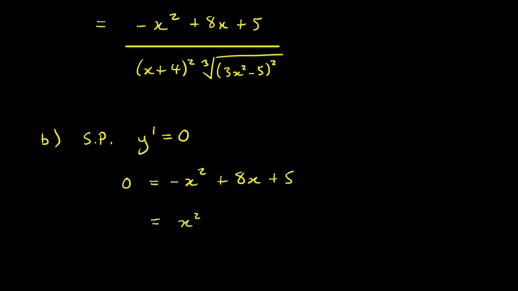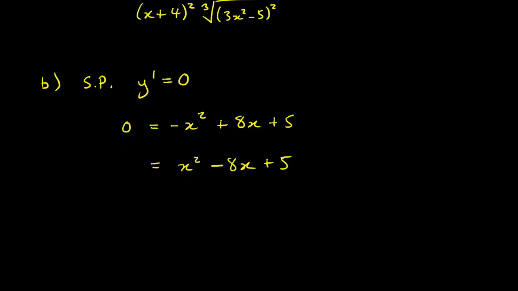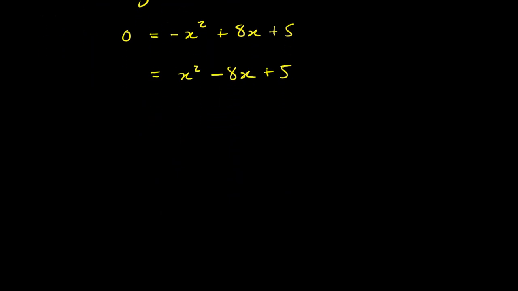So I can ignore that. I'll simplify this a little bit: x squared minus 8x plus 5. Now, the question says, give my answer in exact form, so it's not going to factorize. We're going to have to use the quadratic formula. So let's use that. X is equal to minus b, so that's minus -8, which is plus 8, plus or minus the root of b squared, so -8 squared is 64, minus 4 times by a, which is 1, times by c, which is 5.